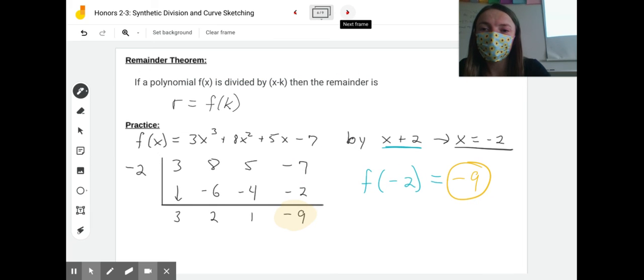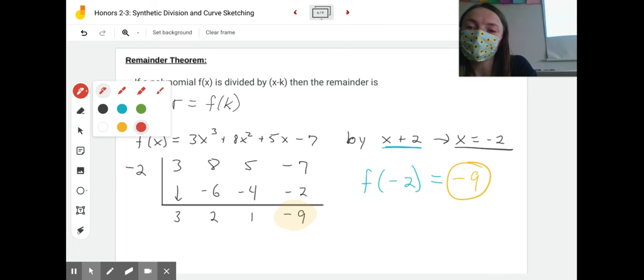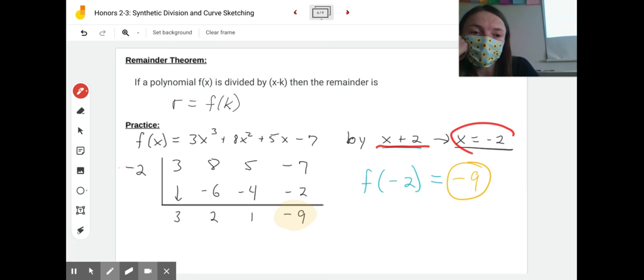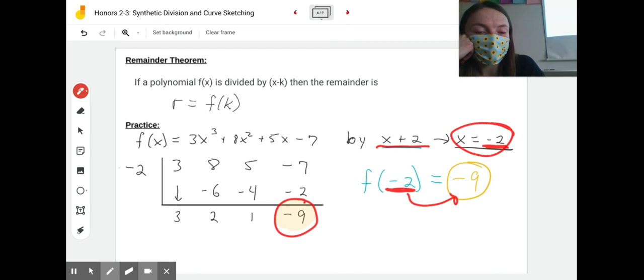All right, one more thing we talked about: the remainder theorem. The remainder theorem is really interesting. It basically says that if a polynomial f of x is divided by x minus k, then the remainder has to be r equals f of k. What we did in class is we did long division, dividing by x plus 2, which means x is equal to negative 2, using synthetic, and we got a remainder of negative 9. What's super cool is that if you plug negative 2 into the function, you get the remainder, which is negative 9.